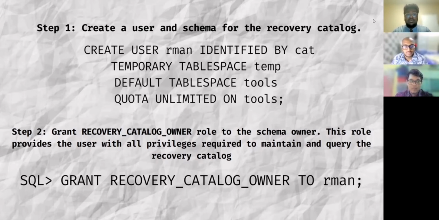So step two is to grant the recovery catalog owner role to the schema owner. This role provides the user with all privileges required to maintain and query the recovery catalog. So in SQL: grant recovery_catalog_owner to rman. So this is how to grant it to the schema owner. So next to you, Hakim.